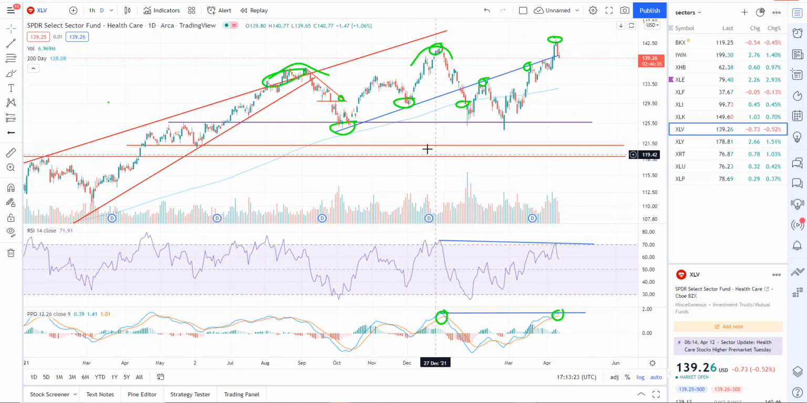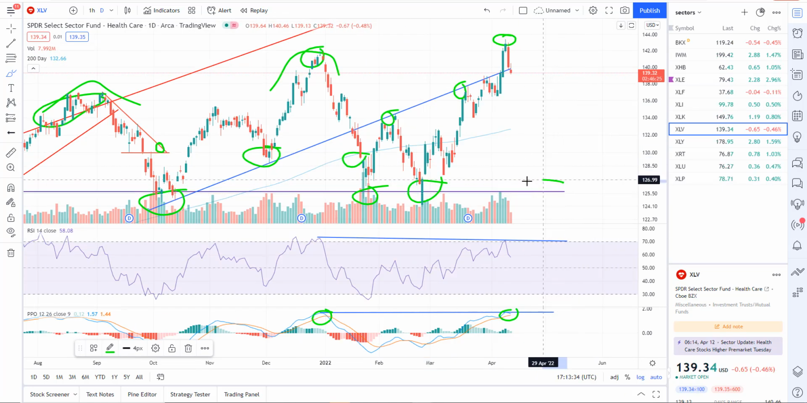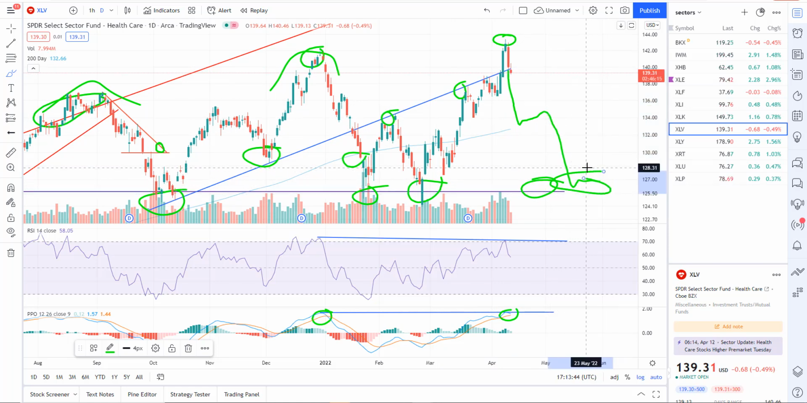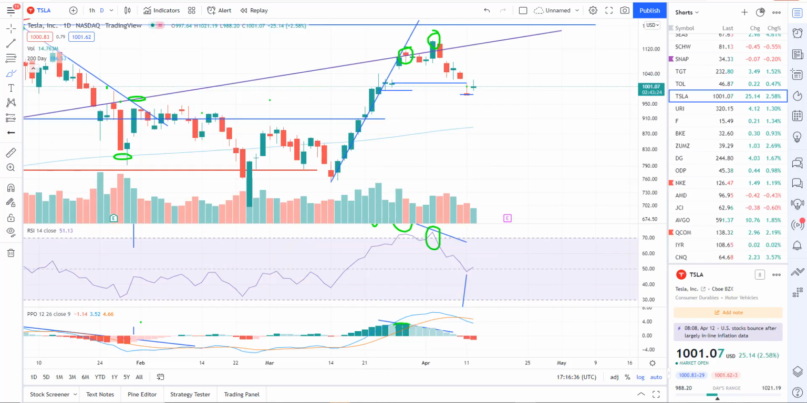Support on XLV, you've got good support right down here at this 125 area. You can see that was resistance through here. There's a support, hit it again. So that's the strong support. And you've got the 200. So if we're going to come down, you're probably going to battle with the 200 a little bit and then roll down. And then we'll see how things look when we're down here, or if we get down here.